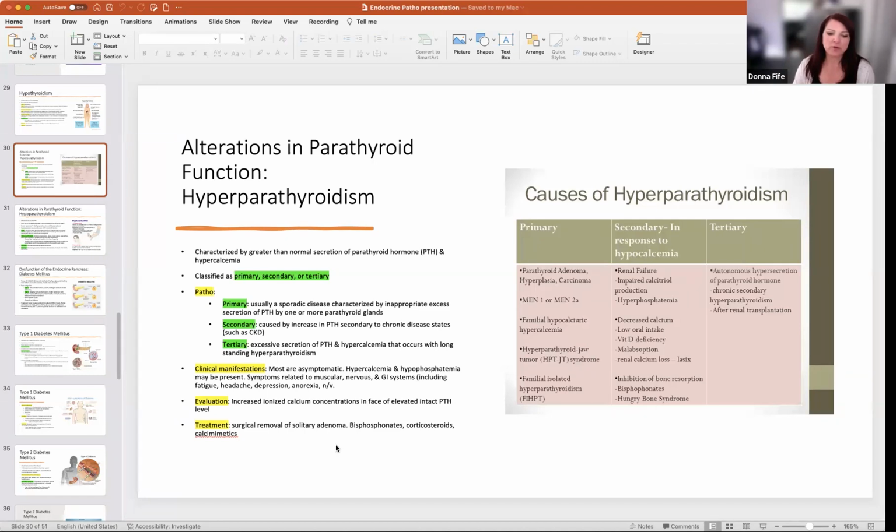Treatment: there's surgical removal of a solitary adenoma. Bisphosphonates, glucocorticoids, and calcimimetics can be used to treat this disorder.